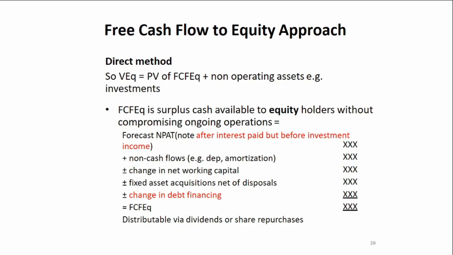Then we will add the value of the non-operating assets. Remember, non-operating assets are things like investments. So remember, our free cash flow to equity, this is surplus cash that is available to the equity holders. We can calculate this by using a template similar to the one below. So here they are starting with forecast net profit after tax, and they have told you that it is after interest paid but before investment income. So when we were doing the enterprise approach, we said those cash flows are going to be discounted at the WACC.